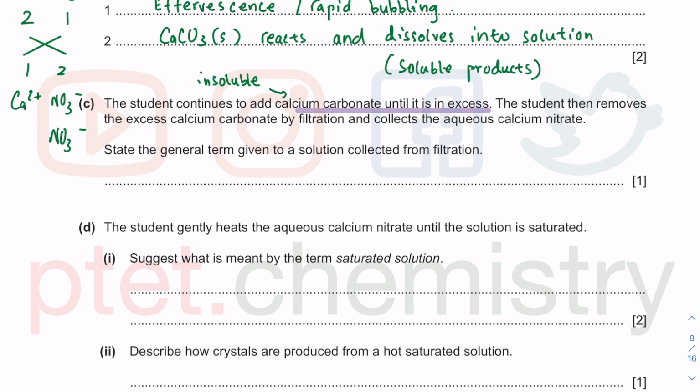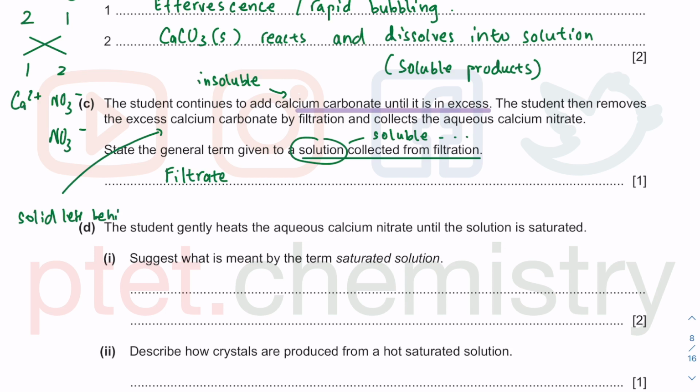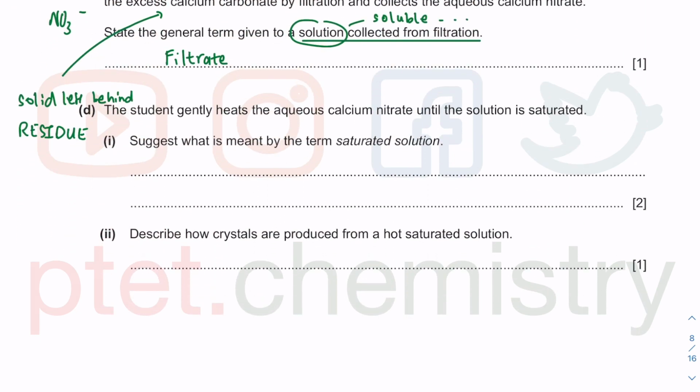So what is this general term? To the solution collected. The solution is the soluble stuff that passed through the filter paper. So this is actually what you call the filtrate, because the solid that is left behind, which is insoluble, that is what you call the residue. So residue is what you get left behind on the filter paper. Filtrate is the solution that passed through that.